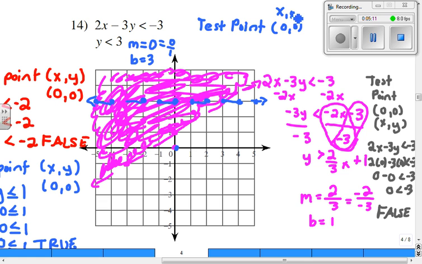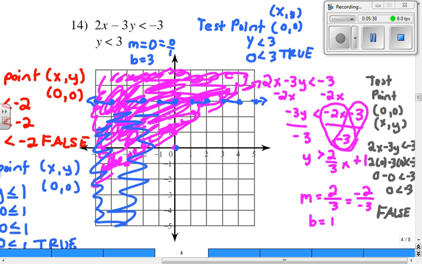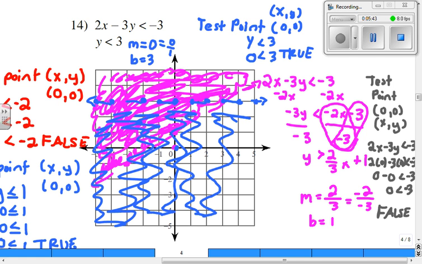Now in this case, even though I have 0, 0 as my test point, my inequality is y is less than 3. I don't have any place to plug in x. X has no effect here. So I just plug in my 0. Is 0 less than 3? Yes, it is. That is a true statement. So I'm going to shade below. I'm going to shade the side that contains my test point.